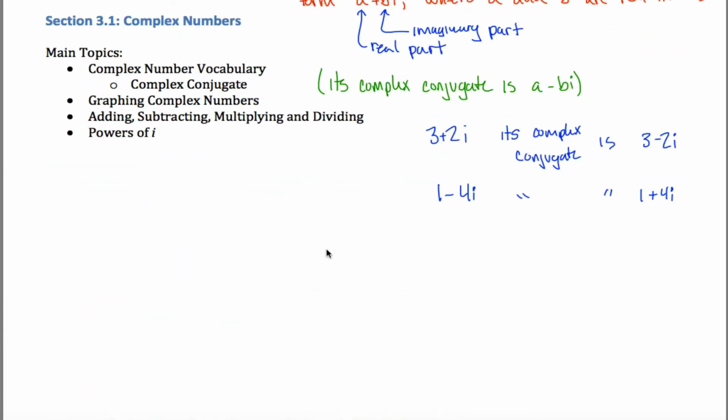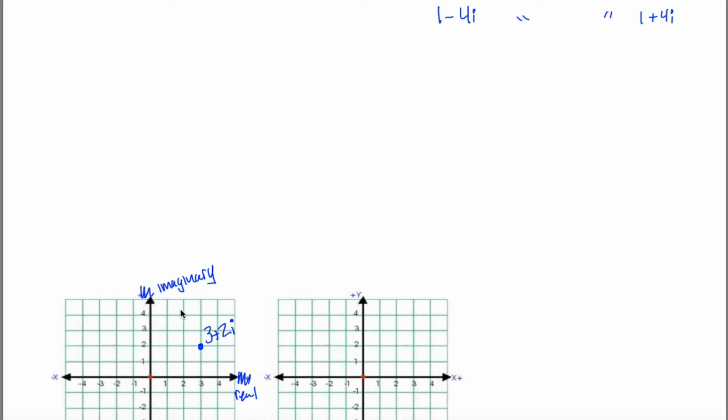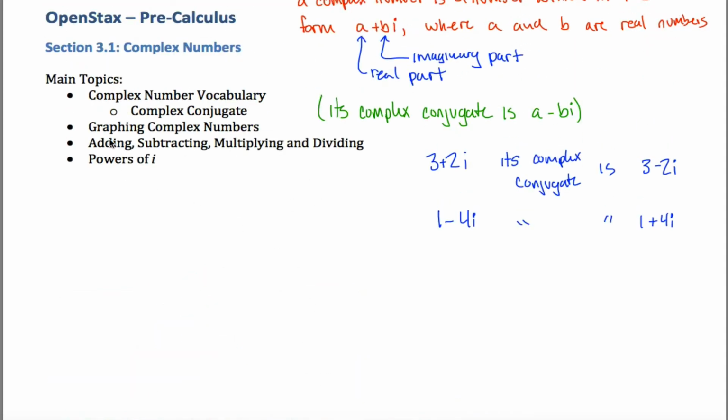The most important thing to note is that they're two-dimensional, so I can't just put them on a number line like I can with real numbers. The main topic for this section is adding, subtracting, multiplying, and dividing complex numbers. I'll whip through those real quick.